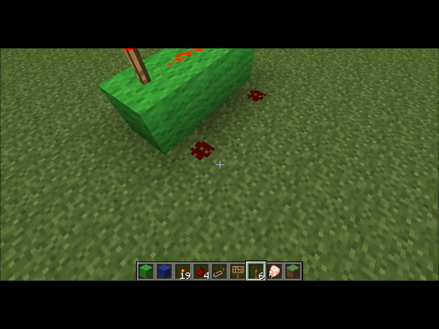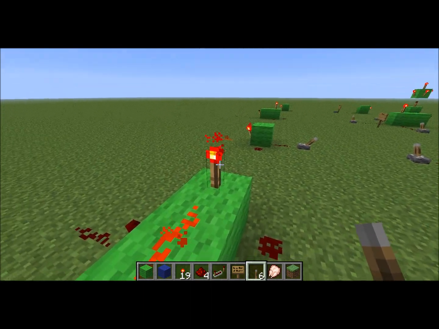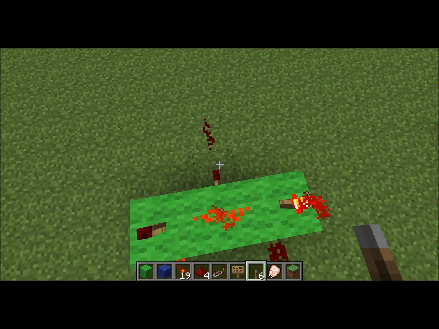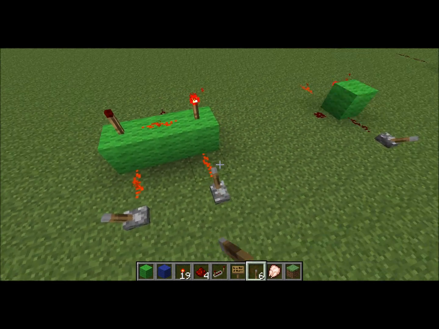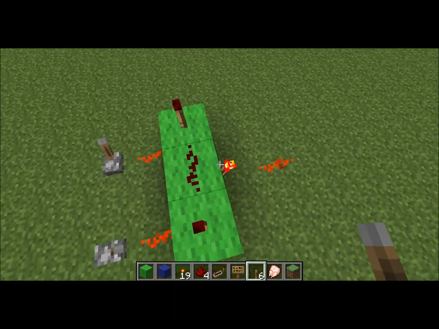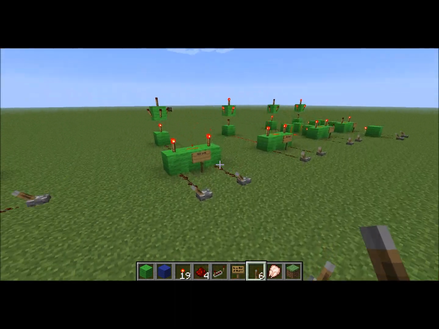So when you flip 1 on, it turns off that torch, but since that one is still powering this redstone, it still inverts this into being off. But if you power this one, it will turn off that torch, depowering that redstone, and turn this one on because the default state is on.